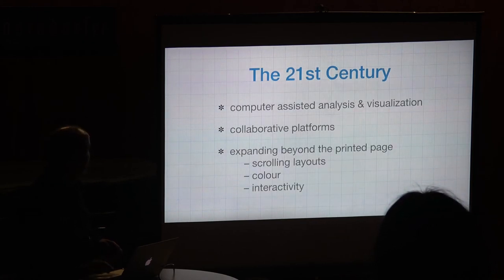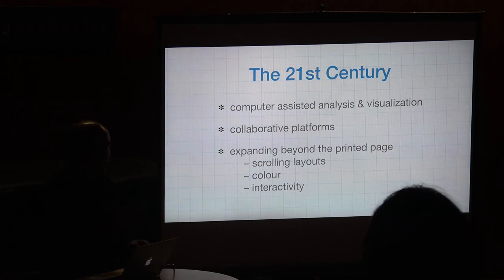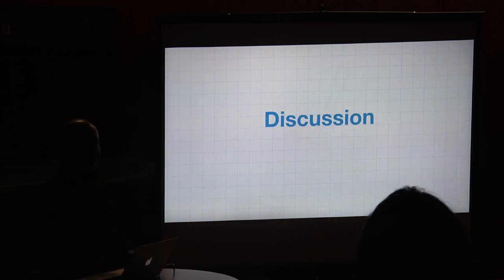Color. We don't use color on paper, but we might as well in a computer world. And interactivity. Maybe the parameters of what you're looking for or which algorithm you're applying to which section could be manipulated interactively with the computer. And that is my talk on visualizing Webern.